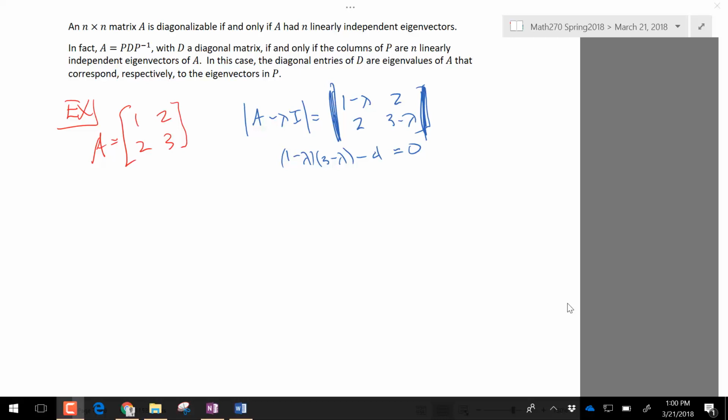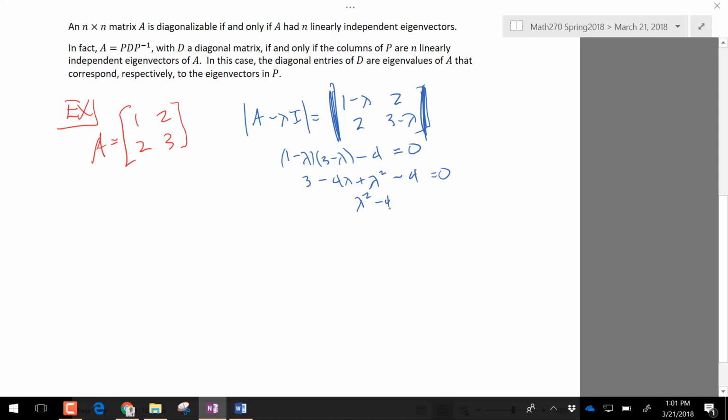The roots of your characteristic equation will be your eigenvalues. Yeah, that's what I was wanting to say. So we need to FOIL this out. I think this is going to be 3 minus 4 lambda plus lambda squared. Oh, I hope I don't get imaginary numbers.